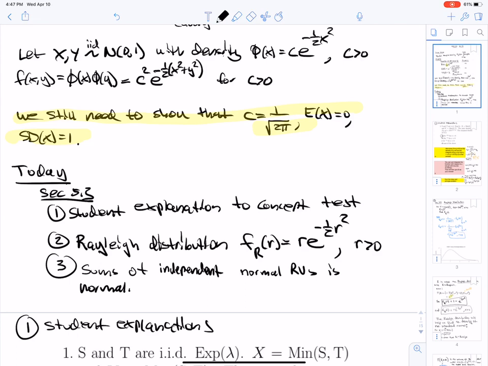Today, student explanations to the concept test from last time will introduce the Rayleigh distribution, which will indirectly answer our questions about what c is, and we'll show that the sum of independent normal random variables is normal using moment-generating functions.